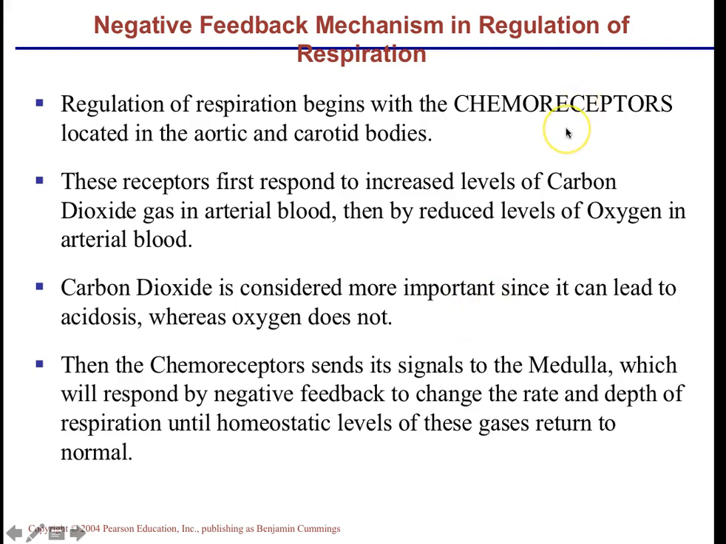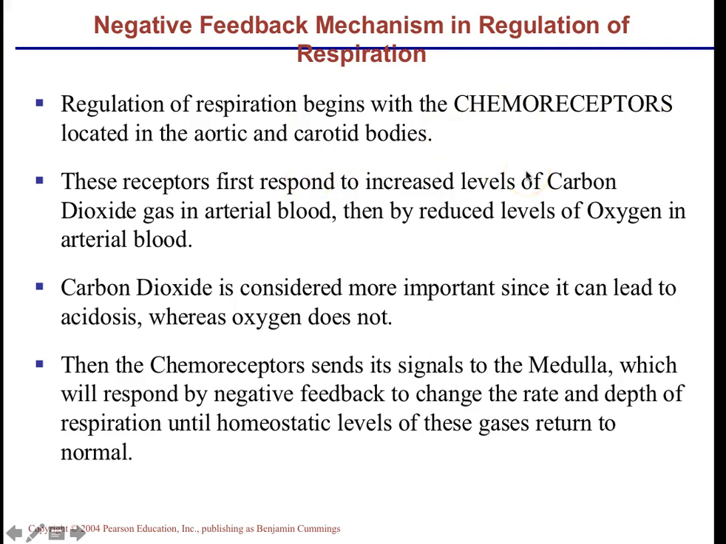So you have to have a sensory system feeding that information to the brain and the brain responding. The sensory neurons that are going to sense the gas levels of CO2 and oxygen are called chemoreceptors. They are located in the aortic and carotid bodies, in the aorta and the carotids, and they are constantly looking for the gas content. Anyways, they're the chemoreceptors.